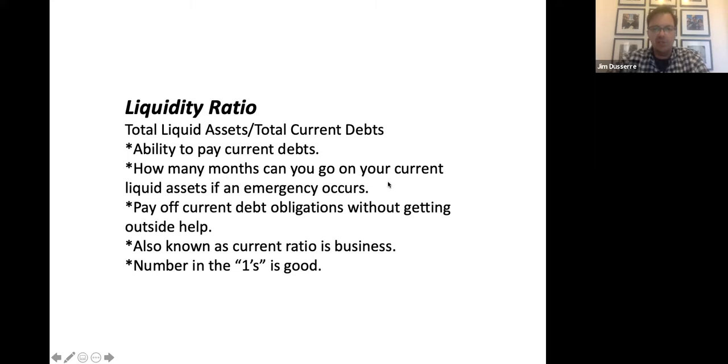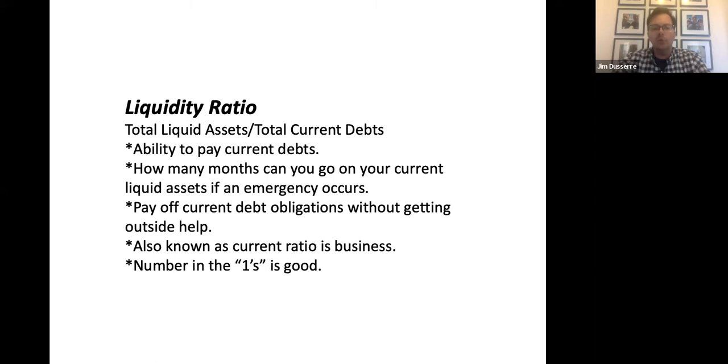So how many months can you go on your current liquid assets if an emergency occurs? Pay off current debt obligations without getting any outside help. You're going to have to pay those current debts. This is also known as a current ratio. Current debt versus long-term debt: current debt is generally considered anything less than 1 year. Long-term is anything greater than 1 year. That could be credit card debt and other types of debt as well.